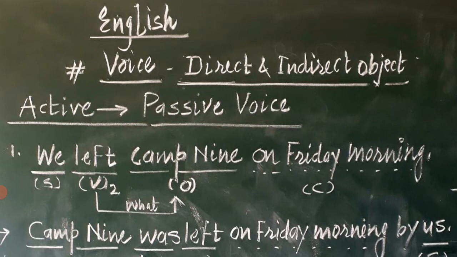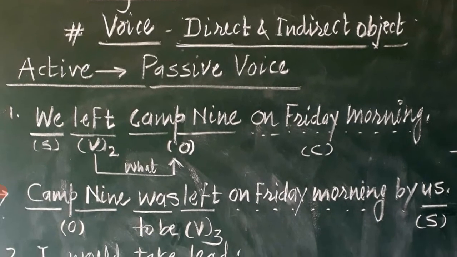The rest of the words, on Friday morning, is additional information or details about the action in the sentence. It is called the complement. So, subject is there, action verb is there, an object is there, and the complement is there. The most essential thing is that subject, verb and object, three elements or components of a sentence, are there. So this sentence is fit for passive construction now.